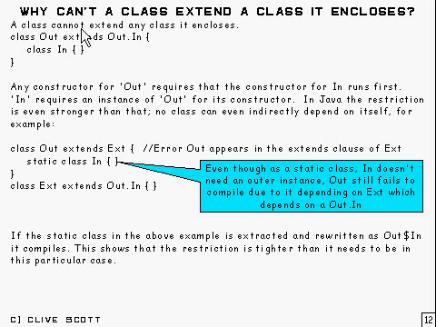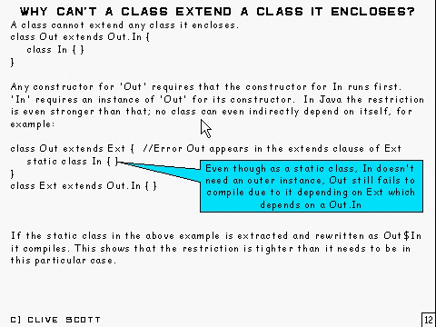But a class cannot extend any class that it encloses. So for instance, if we've got out here, you can't have it extending out.in. The reason for that is fairly obvious. Any constructor for out requires that the constructor for in runs first, and in requires an instance of out for its constructor. So you can't do it, basically. And in Java, in fact, the restriction is even stronger than that. No class can even indirectly depend on itself.